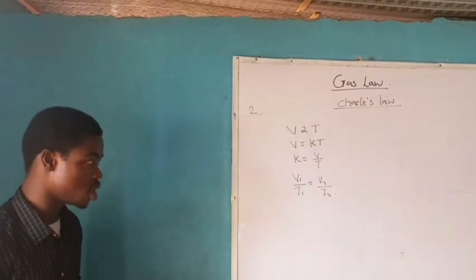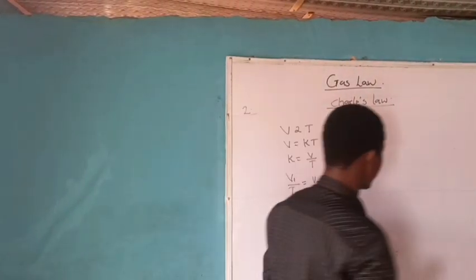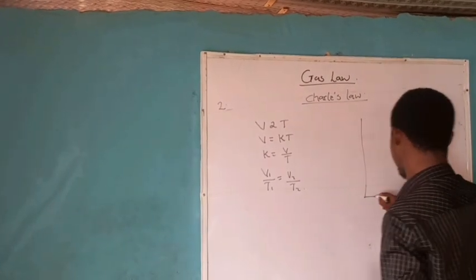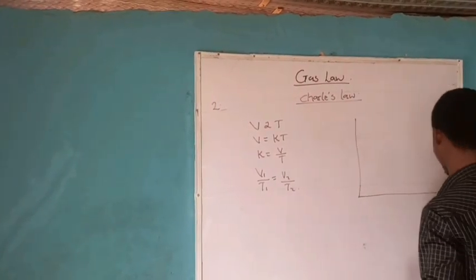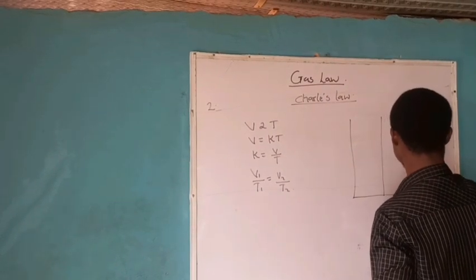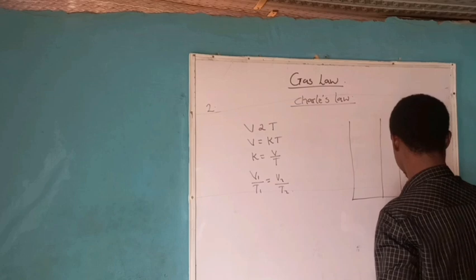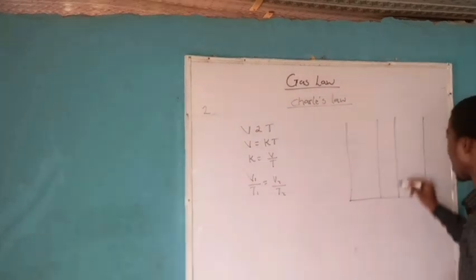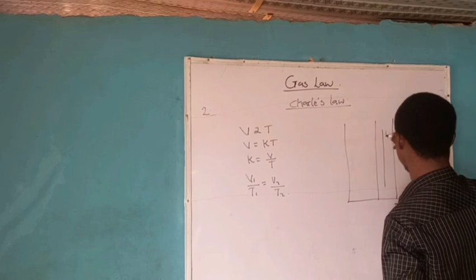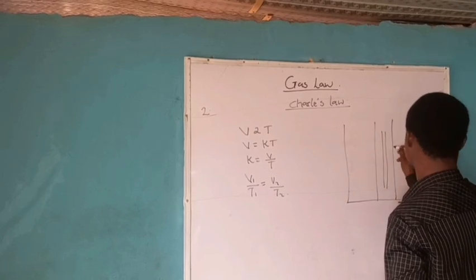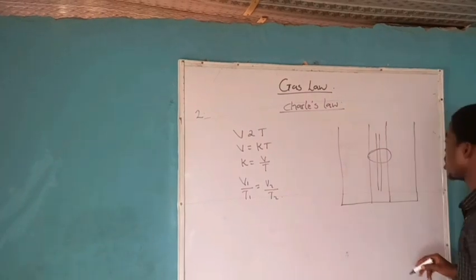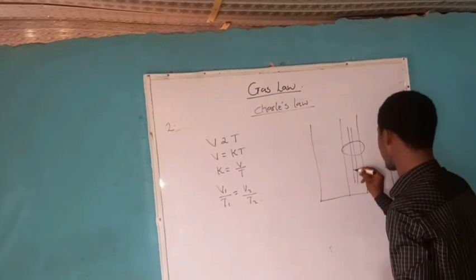Absolute zero temperature. In reality, when this experiment was performed by Jacques Charles, there is a very large beaker that was provided, and in this beaker a meter rule is placed vertically. Then we have a capillary tube that is placed on top of this meter rule and bound with a rubber band, and then we have this place sealed.